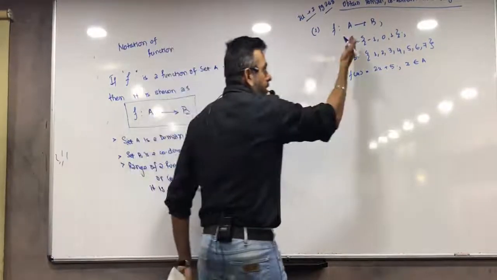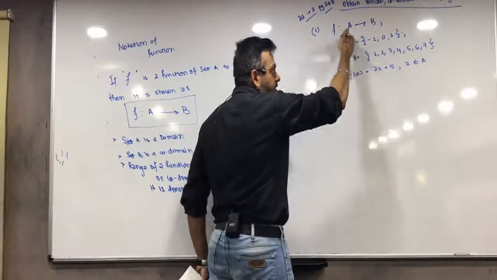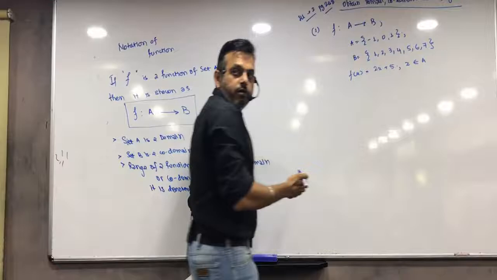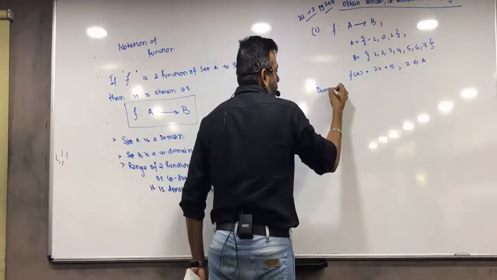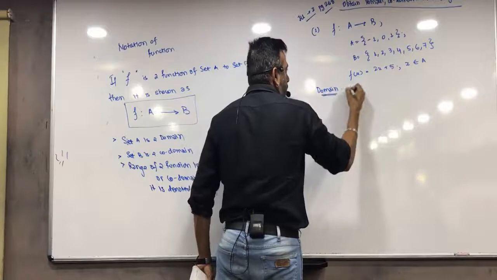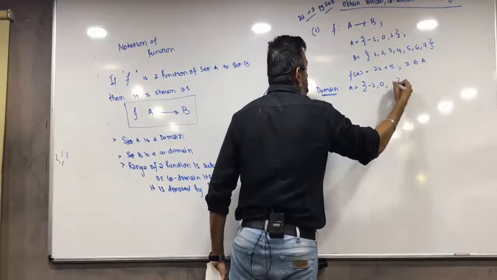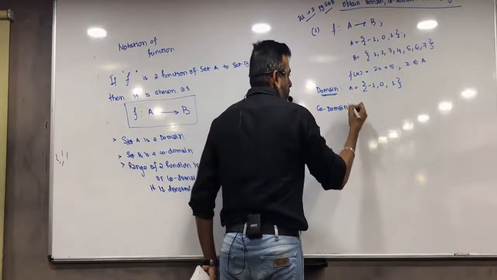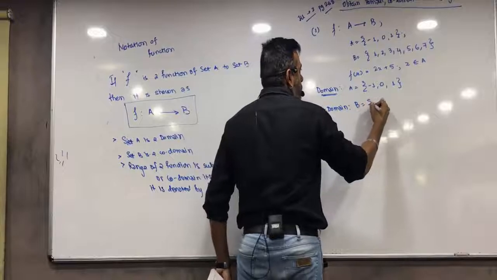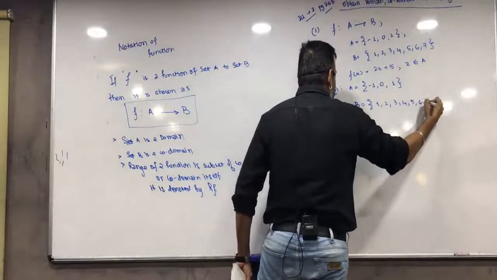Yani, we already know this is the domain, this is codomain, this is input and this is output, isn't it? So write down domain. A is equal to -1, 0 and 1. Codomain. B is equal to 1, 2, 3, 4, 5, 6 and 7.